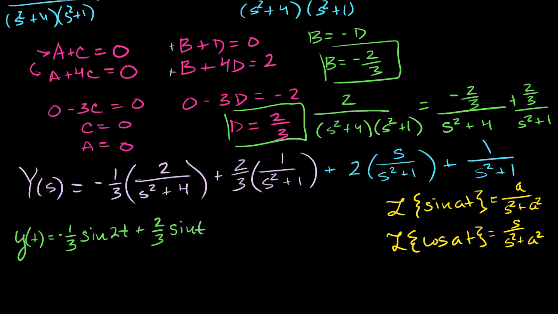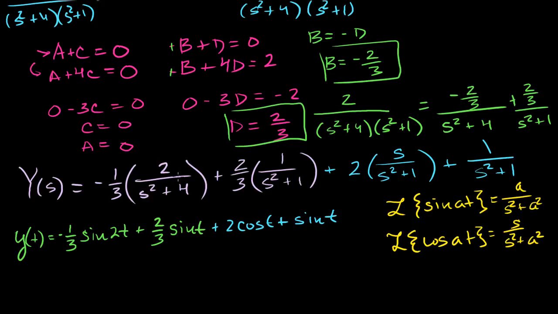And let me do the next one in blue, just because it was already written in blue. Plus 2 times, this is the Laplace transform of cosine of t. If you make a is equal to 1, then the cosine t Laplace transform is s over s squared plus 1. So 2 times cosine of t. And then one last term, plus. This is just like this one over here. This is just the Laplace transform of sine of t. So plus sine of t.